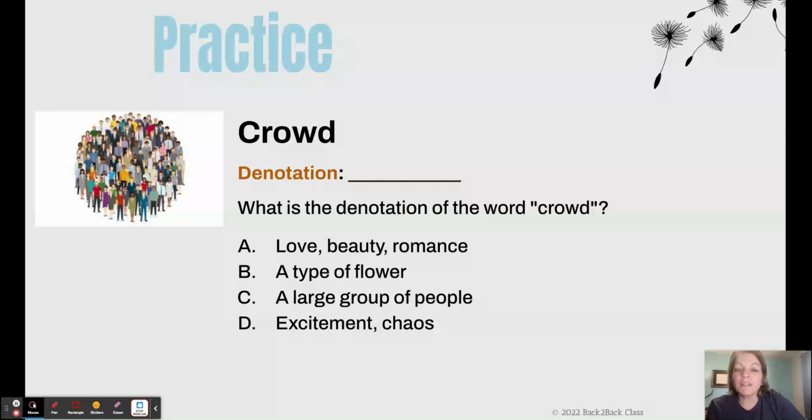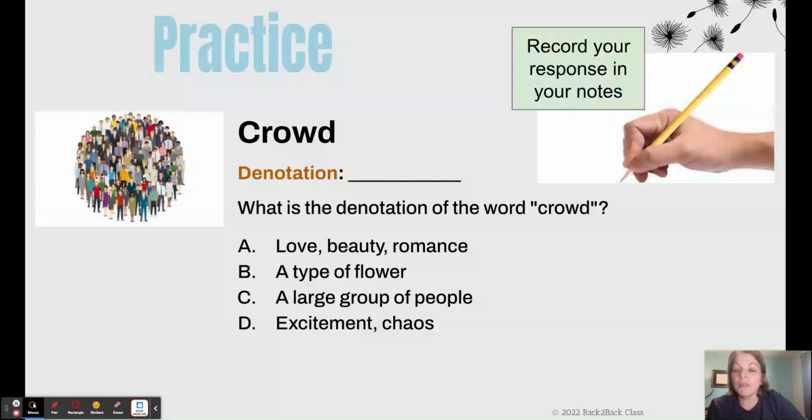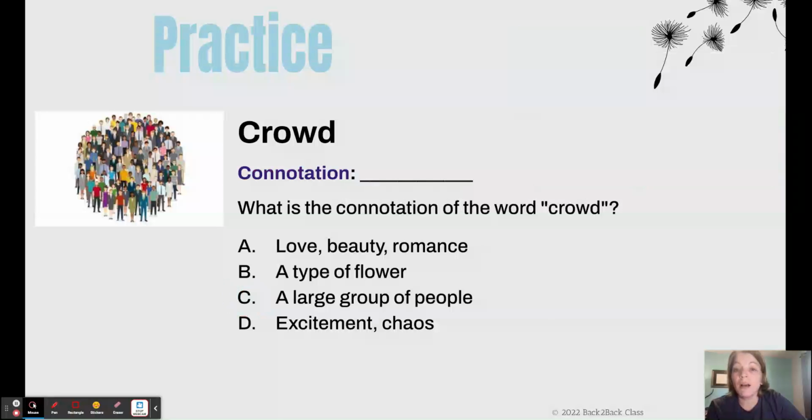This time, let's look at the word crowd. Okay, write down your answer for the denotation of the word crowd in 5, 4, 3, 2, 1. Oh, I'm sure I wasn't able to trick you and you knew that the answer is C, a large group of people. All right, but do you know the connotation of the word crowd?